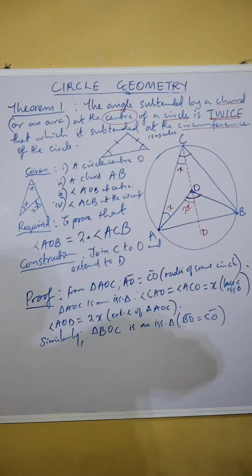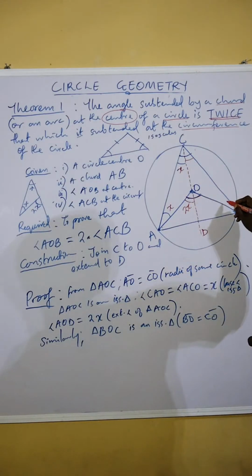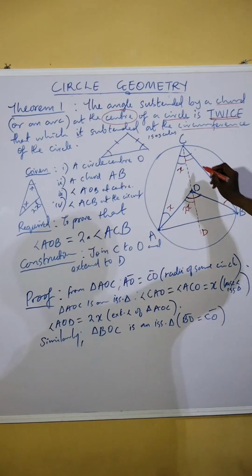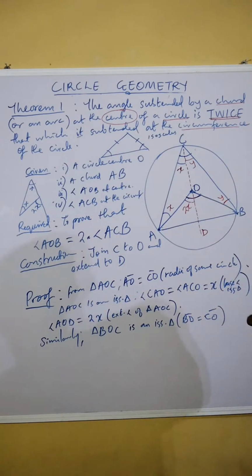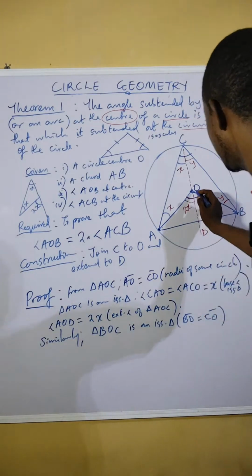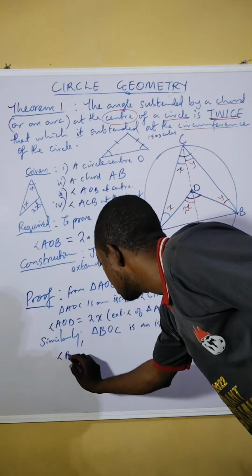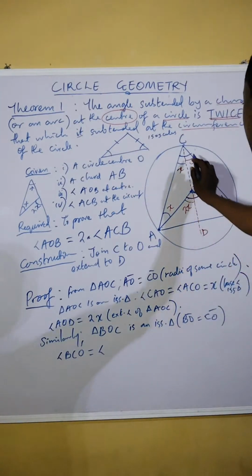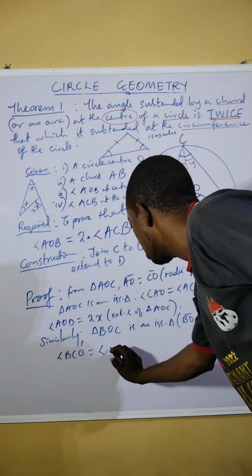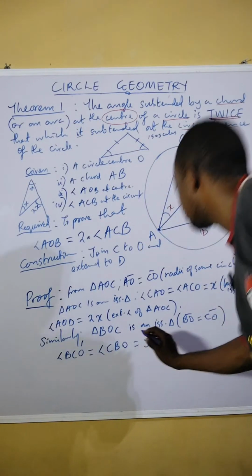And in the same way, we have the base angles here. This is a base. Also, this is a base. The base angles are also equal. We can call this letter Y. This is also letter Y. So that's what we have written now, which is angle BCO. That is angle BCO is equal to angle CBO. Angle CBO, we call it letter Y.